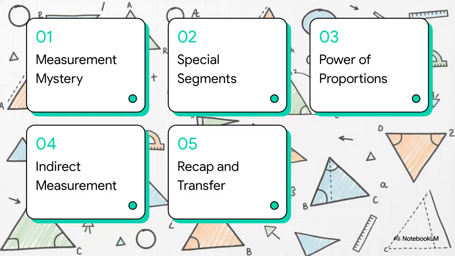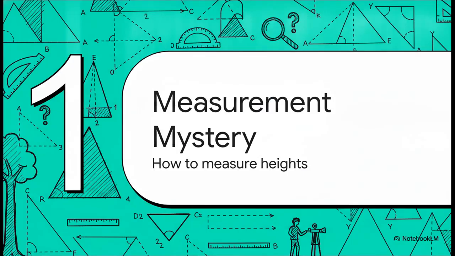Here's our roadmap for this explainer. 1. The measurement mystery. 2. Triangles special segments. 3. The power of proportions. 4. Indirect measurement in action. And 5. Recap and transfer. Section 1. The measurement mystery.